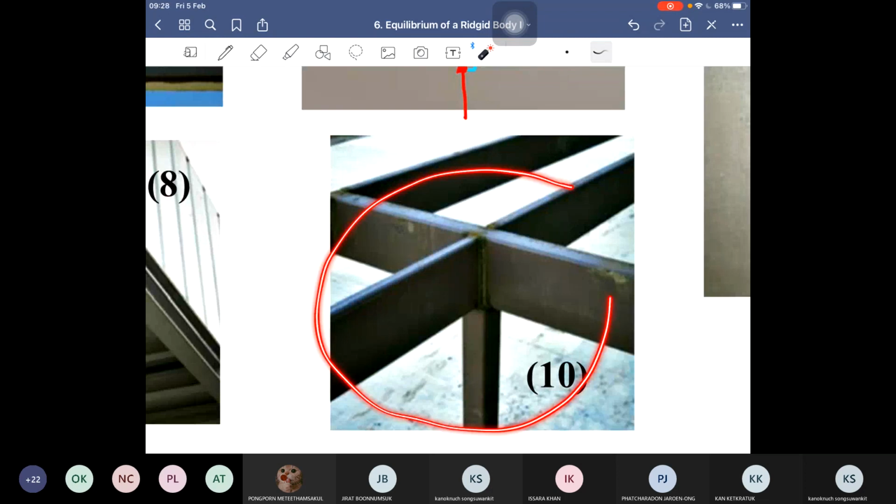For support number 10, you can see that it is a fixed support, right? Every junction is fixed in its place. So this type of support is very strong because it can prevent both translation and rotation. For example, the floor beams in a building. So it's built together by fixed connections, so it makes the floor more stable and stronger.